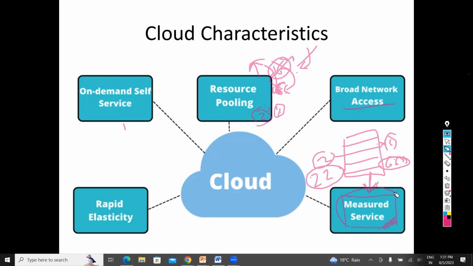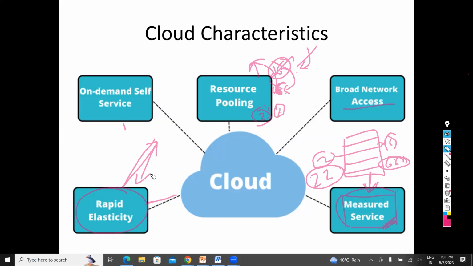You have to pay only for what you are using. And again, this is rapid elasticity. We will discuss later what is elasticity and what is scalability, because most of the time people understand this as the same terminology. It is not the same. So when it says rapid elasticity, as demand increases, it will increase the resources, and as soon as your demand decreases, it will automatically shrink.